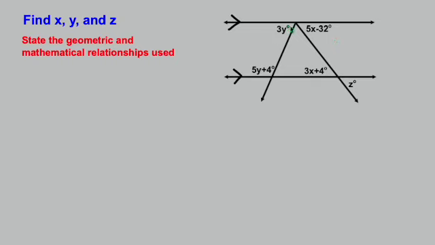I'm going to go ahead and I notice I have an angle that has 3y and another angle here that has 5y plus 4. I see we have parallel lines because there's markings on here. And I also notice I have this line here that's a transversal. I could have it even extend out a little bit further over here if that helps you see that.